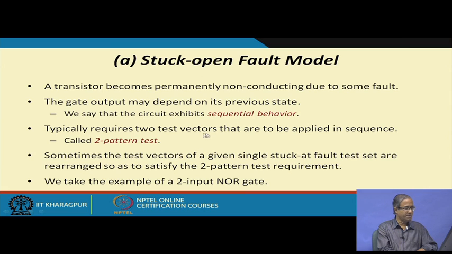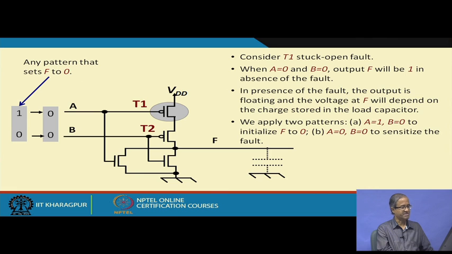and because of this reason such faults cannot be detected by a single test. We usually require a pair of test vectors, which is sometimes called a two pattern test. We shall see with an example how this happens. In practice, sometimes what is done is that we first generate the set of test vectors for single stuck-at faults, then we rearrange these test vectors so that the two pattern test requirements are satisfied. So, let us take the example of a 2 input CMOS NOR gate and let us illustrate what we are talking about.